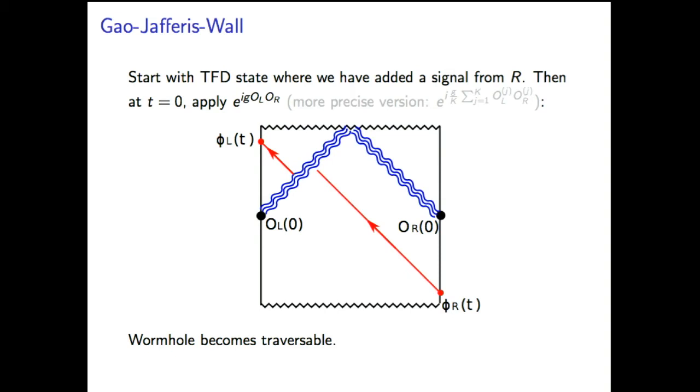Then at t equals 0, we interrupt the evolution of the system by acting with this operator here. That creates some negative energy in the bulk. And when our signal encounters that negative energy, well, here we're drawing the diagram in the way where it just has a null shift as it crosses this blue negative energy. The null shift is now in the opposite direction from what we had before, because the integral of T minus minus is negative. So now the trajectory can actually go from the right side to the left side, and we've made the wormhole traversable.